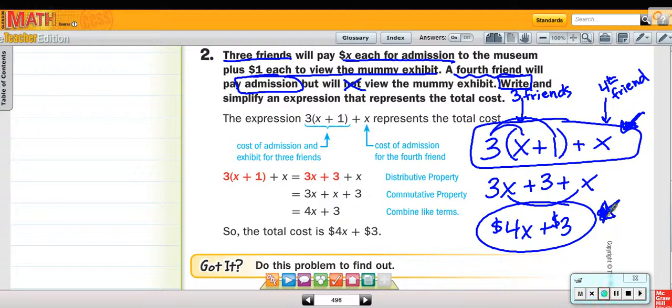Yeah. Okay. With your partners, you're going to try the got it here in a second, okay? In the got it, they're referring to the same information that you were given in problem 2. So it's still X for admission and $1 for the mummy exhibit. Does that make sense? Break it apart. Try the got it here at the bottom of this page. Go.